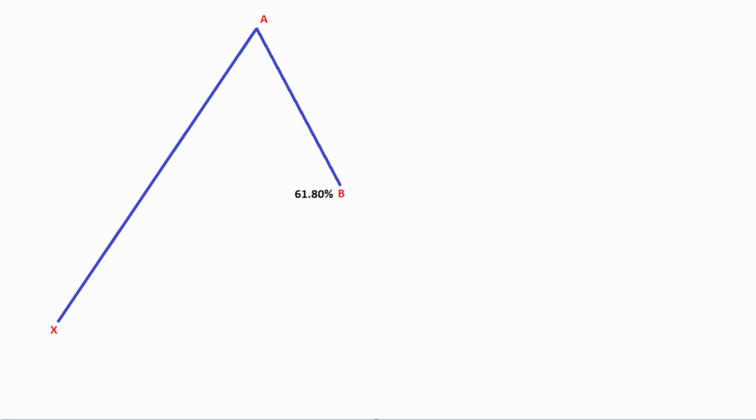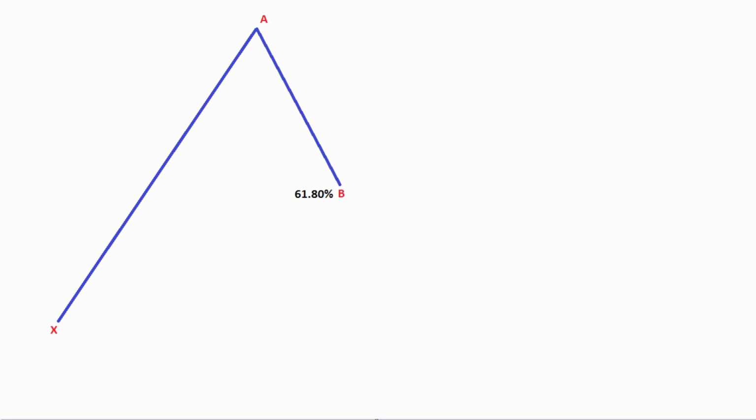This is an impulse leg. The market rallies. This identifies the XA structure, and the ensuing leg creates the B. The retracement leg from the X low to the A high is the B point of the structure. The chart on the screen shows the B retracement.